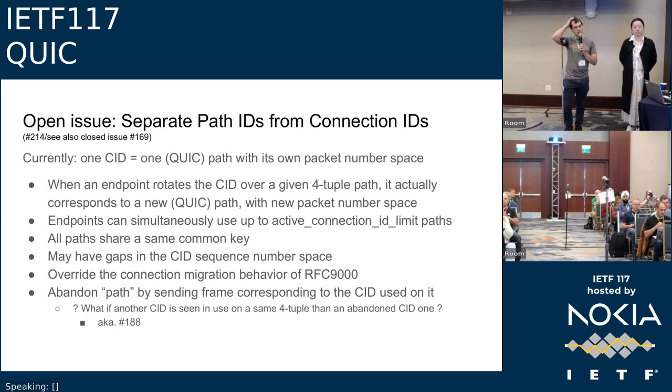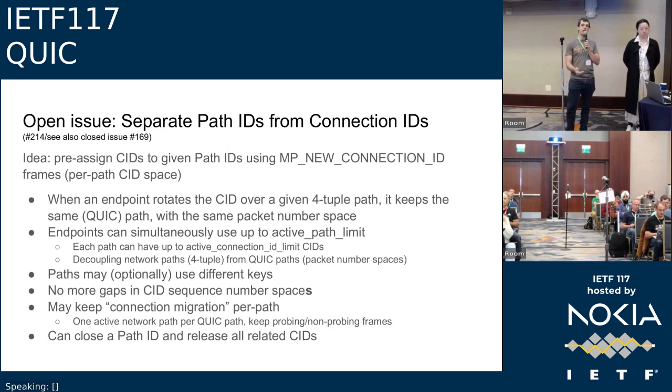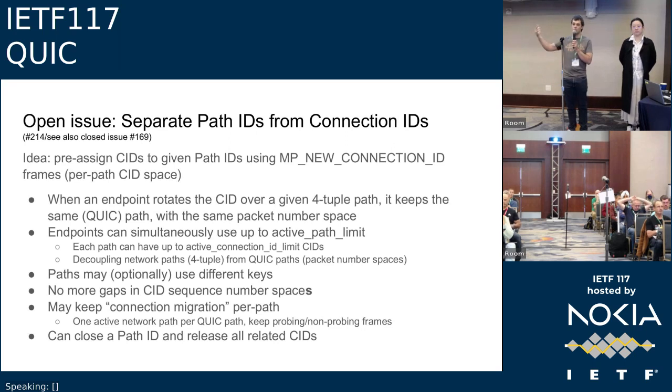Next slide. The idea of this issue is to say, okay, let's pre-assign the connection ID to some path identifier. And how can you do that? Instead of using the new connection ID frame, you use an MP new connection ID frame stating that this connection ID belongs to that path identifier. And so you will have a set of connection IDs that will share the same packet number space. It means that if you rotate the connection ID over a given four-tuple, if you use a connection ID of the same path ID, you still use the same packet number space, and there is no ambiguity there. You can also explicitly state the number of paths that you want to be able to simultaneously use.